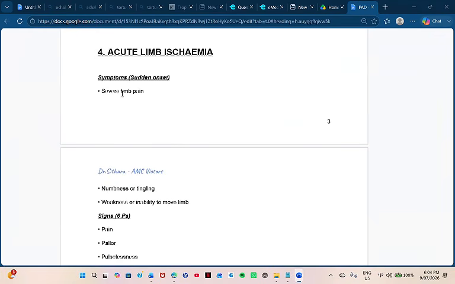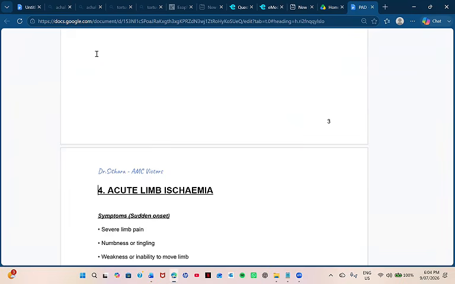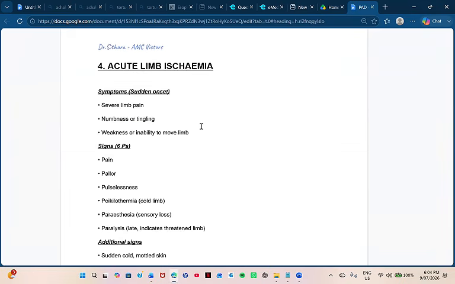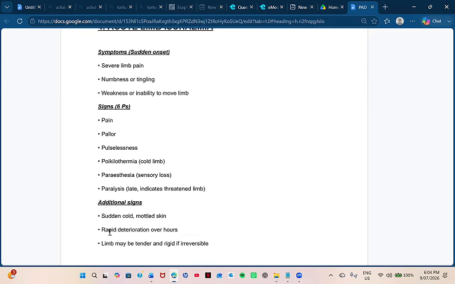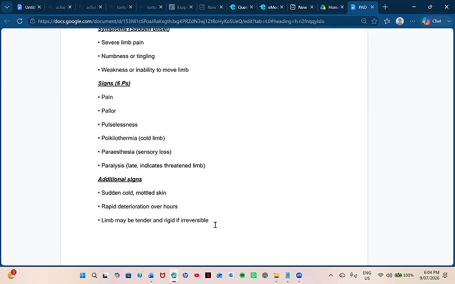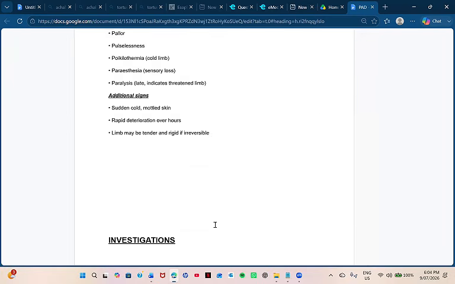Okay, so peripheral artery disease, acute limb ischemia. What is acute limb ischemia? Acute limb ischemia presents with these symptoms. We have the 6 P's: pain, pallor, pulselessness, poikilothermia, or cold limb, paresthesia, the sensory loss, and paralysis, which are late indications of a threatened limb. And these symptoms are of sudden onset: severe limb pain, numbness or tingling, and weakness or inability to move the limb. Remember these things. Additional signs: sudden cold, mottled skin, rapid deterioration over hours, and the limb may be tender and rigid if irreversible. So these are the features.